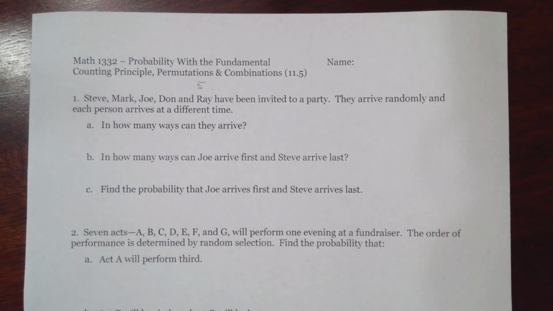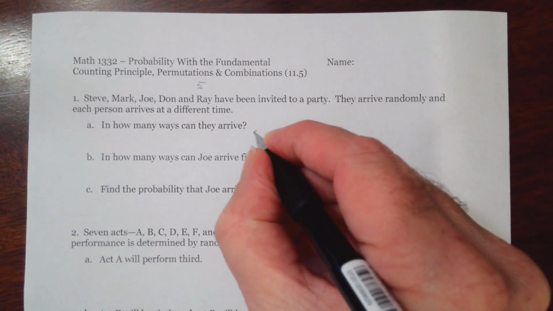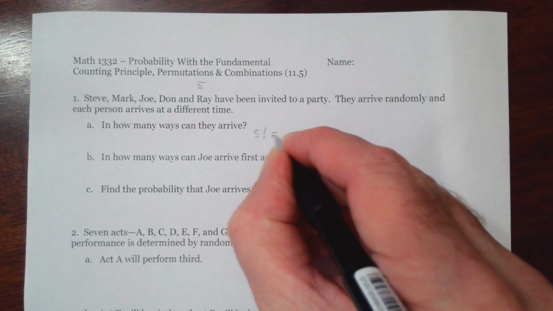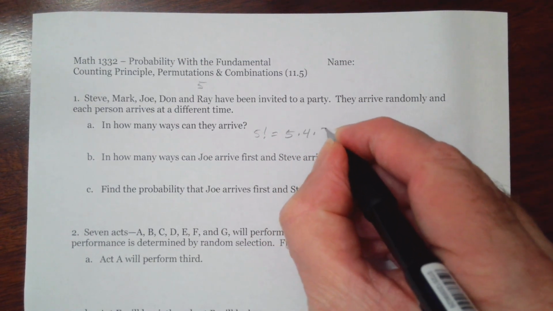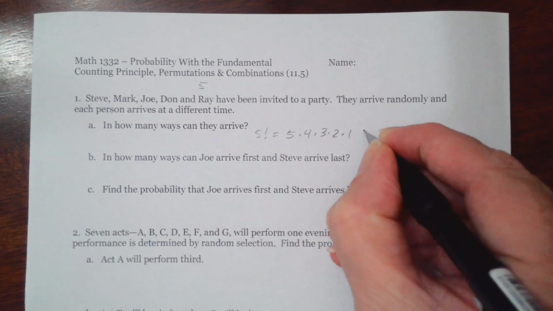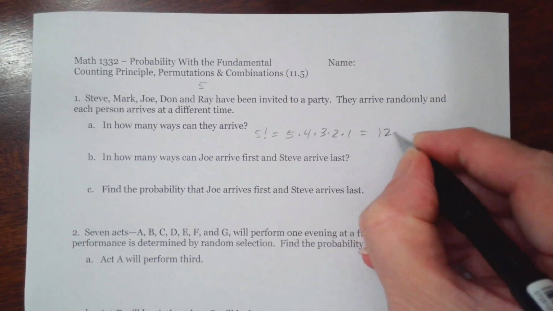Well, this is 5 items, or in this case 5 people, and we're basically looking at the number of permutations of 5 people. Well, that's 5 factorial, which we could write out as 5 times 4 times 3 times 2 times 1, and you do get 120 ways.